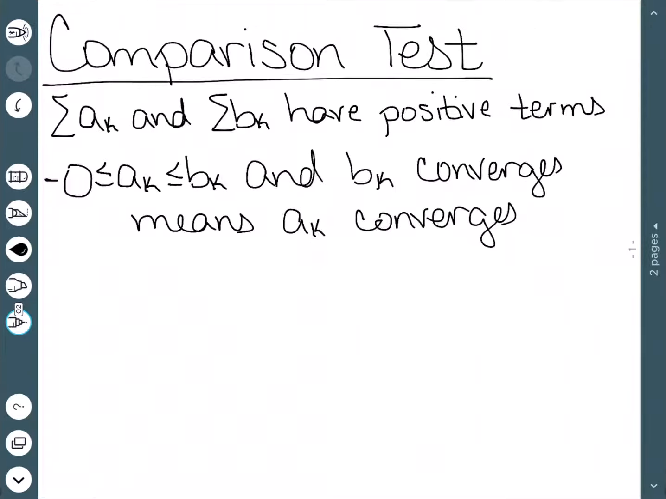The first one: if 0 is less than or equal to a_k, which is less than or equal to b_k, and we know that the series b sub k converges, then that means our series a sub k also converges. We have something that adds up to a finite number, and then a sub k is all smaller than this, so we're adding up smaller numbers, so they must also add to some finite number.